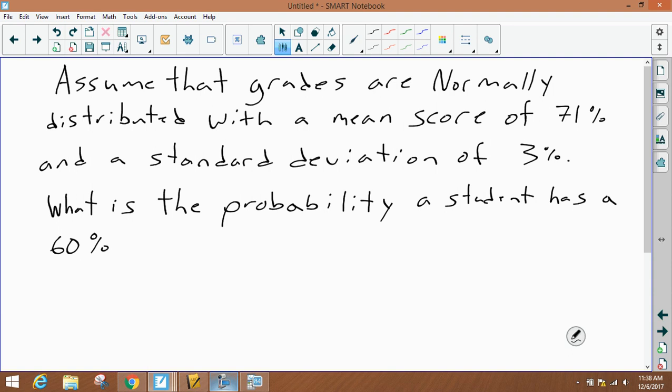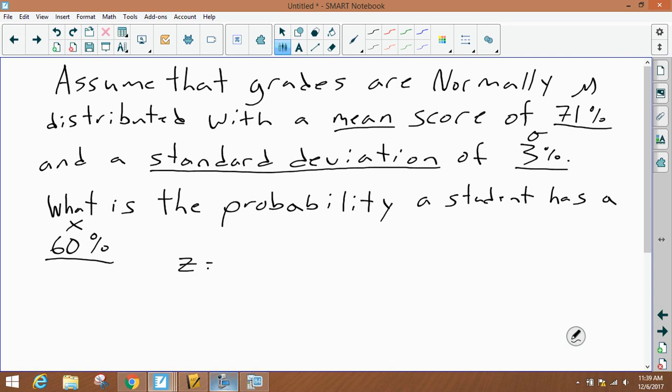All right, let's break this thing down now. The things that we really need to know in this are our mean, our standard deviation, and our x value. So this right here is our mean. This right here is our standard deviation. And this is x. The reason why I need to know that is I need to plug it into this formula: z equals x minus mu over sigma.